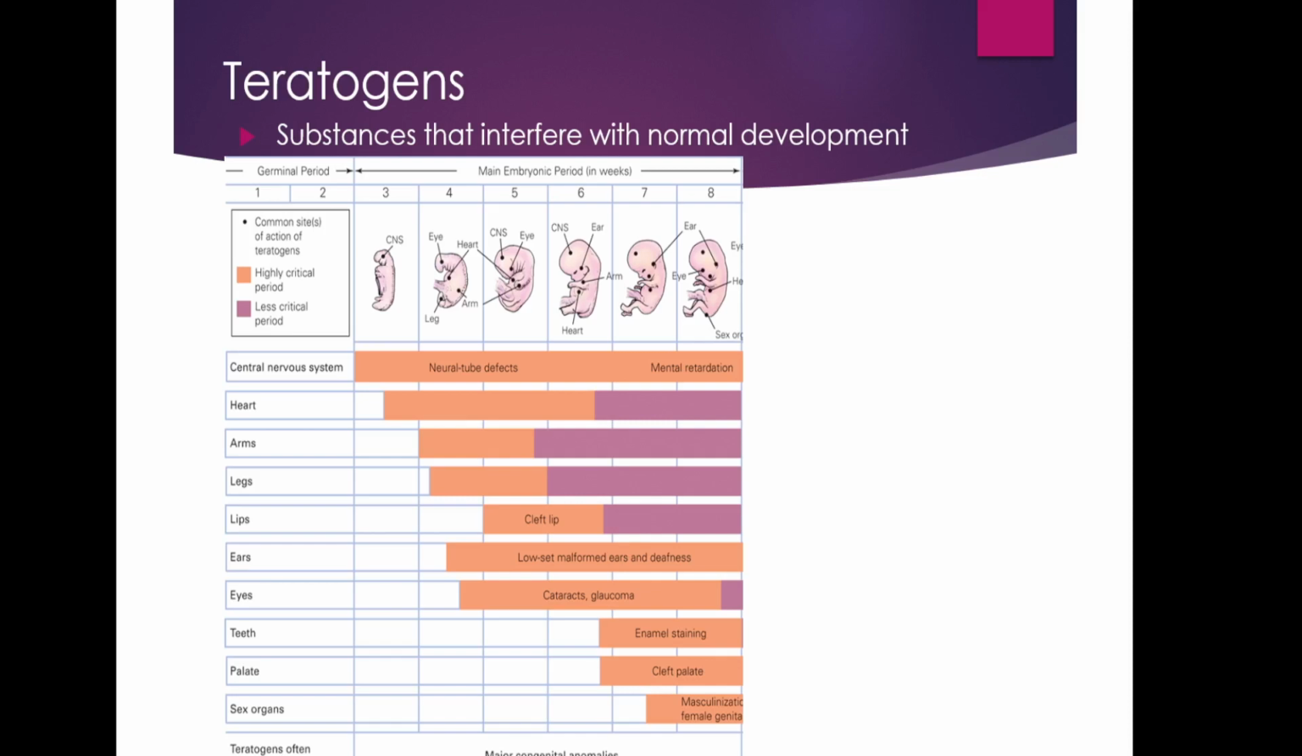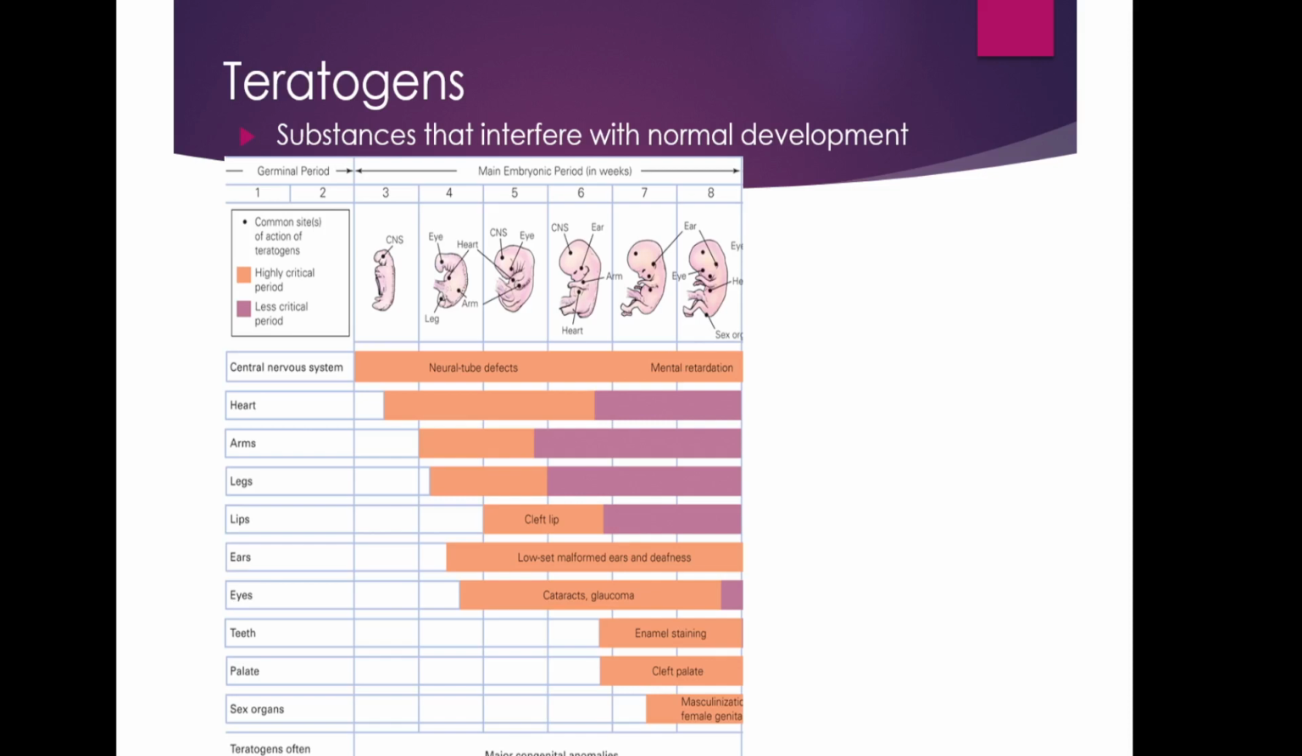The lips and the palate are developing in weeks 5 and 6, so you can end up with cleft lip. You can end up with cleft palate more in weeks 6 into 7. The sex organs don't really start to develop until around 7.5, 8 weeks after conception, and so you can end up with teratogenic effects on the developing sex organs about that time.